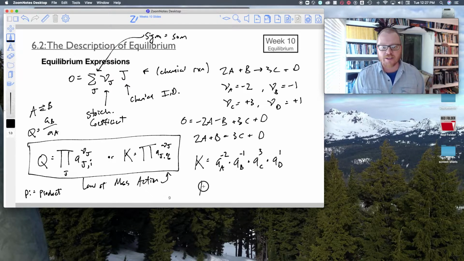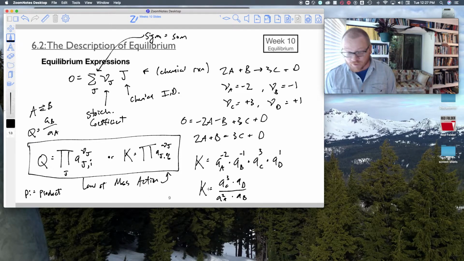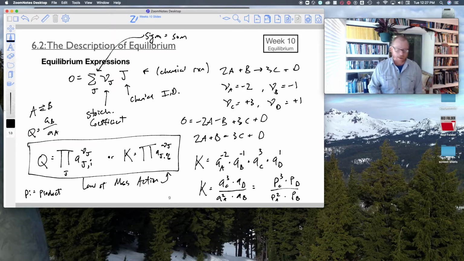All right, great. So now if I simplify that expression, we know it's going to be the activity of C cubed times the activity of D raised to the first power, divided by the activity of A squared times the activity of B. And wonderful, that's what you would have come up with, hopefully, in Chem 109. Of course, in Chem 109, we would have established this really as the partial pressure of C cubed times the partial pressure of D to the first power, divided by the partial pressure of A squared times the partial pressure of B to the first power. That's how you would have come up with this in Gen Chem, okay?